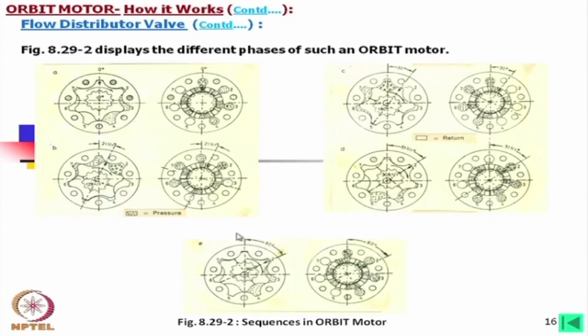Here the angle is also given, what angle this was. This is the top dead center of a chamber, and this is the bottom dead position of the chamber. So, for the same chamber, here it is bottom dead center, here it is top dead center, and here it is again at the bottom dead center.